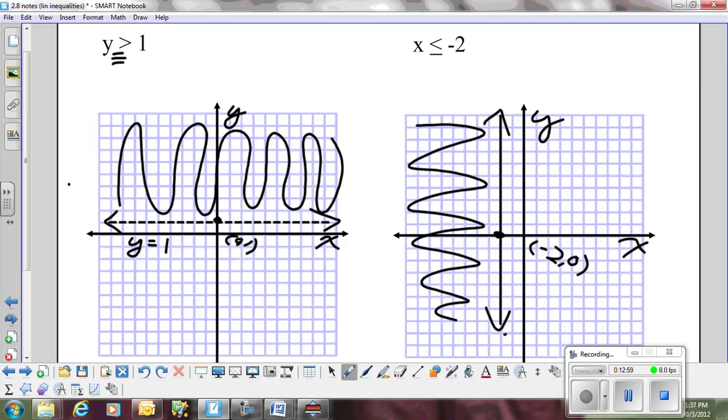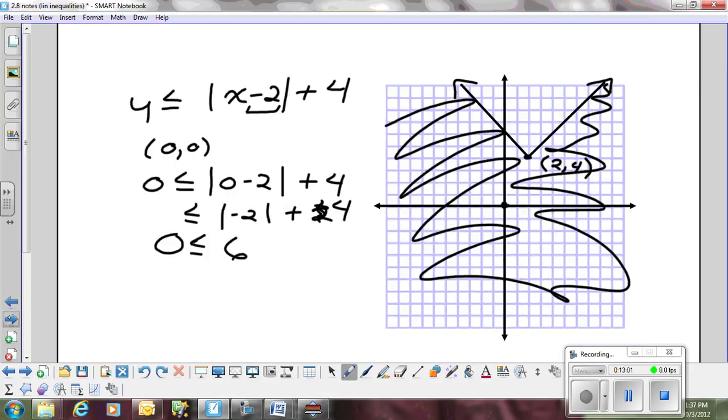Okay, one more I want to talk about, just because you're going to see some of these. Again, I have this one graphed for you already. I just want to talk about it for a minute. If I have y less than or equal to the absolute value of x minus 2 plus 4, remember, which direction does it move when it's inside? That's going to go right 2. So you're going to have a positive 2 for part of my vertex.